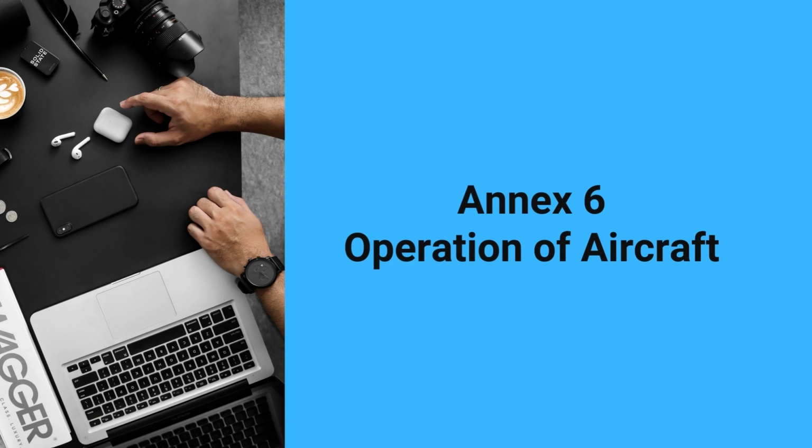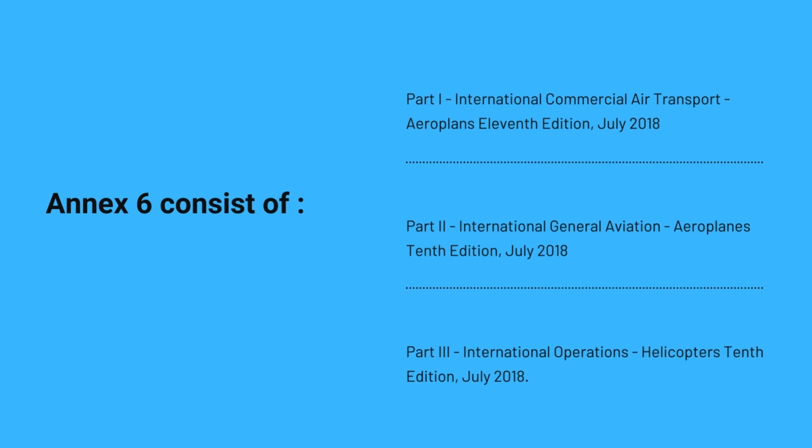Annex 6, Operation of Aircraft. This annex consists of 3 separate sections: Part 1, Part 2, and Part 3. Part 1 is International Commercial Air Transport, Airplanes, 11th edition, July 2018. Part 2, International General Aviation, Airplanes, 10th edition, July 2018. And the last one is Part 3, International Operations, Helicopters, 10th edition, July 2018.